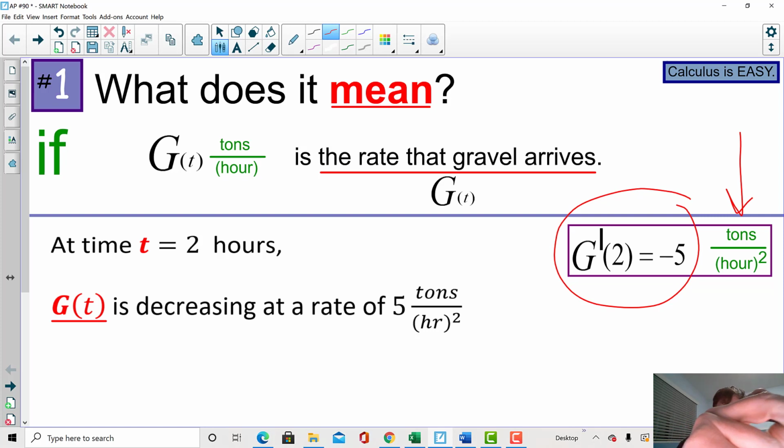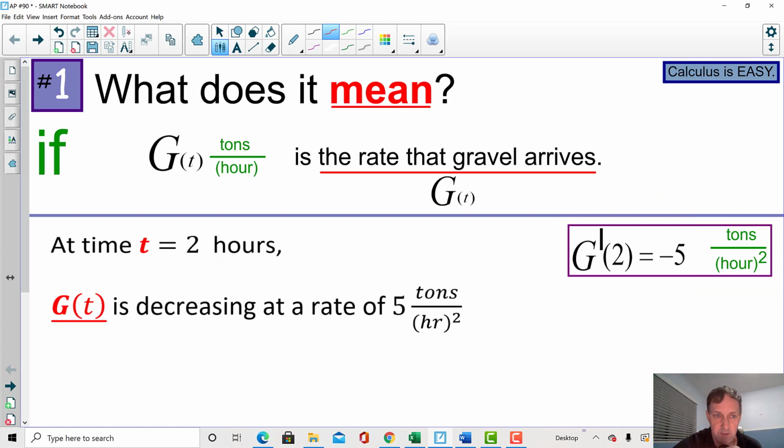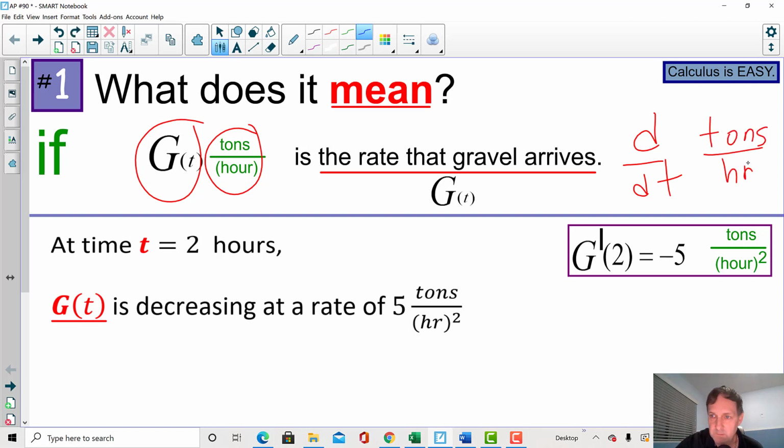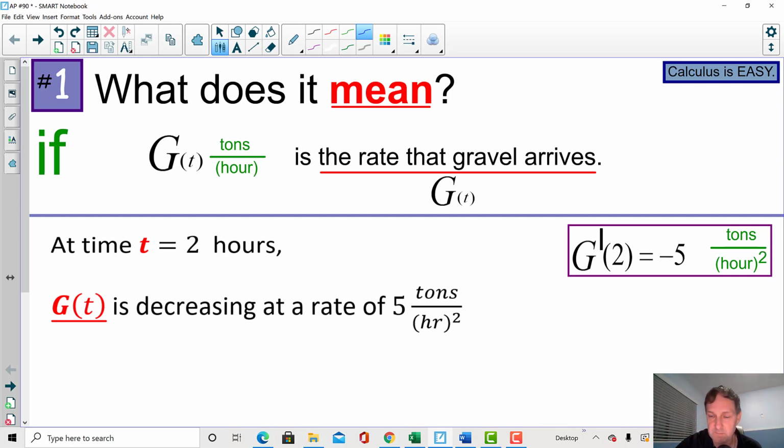So first, let's figure out the units. G has units of tons per hour, and we're doing the derivative, so we're doing d dt of something that has units of tons per hour. So you can see that we have units of hours here, and these are also units of hours, so that's why we're getting hours squared. So it's going to be tons per hour squared. So every time you do the derivative, you're going to get an extra unit of time on the bottom. So this is important. This is going to help us understand what's going on sometimes.